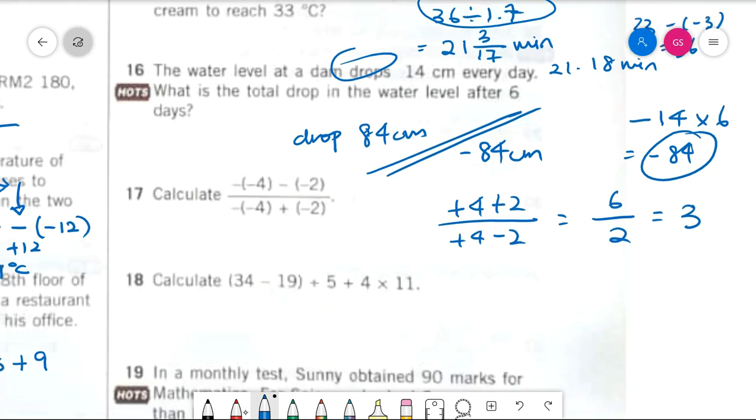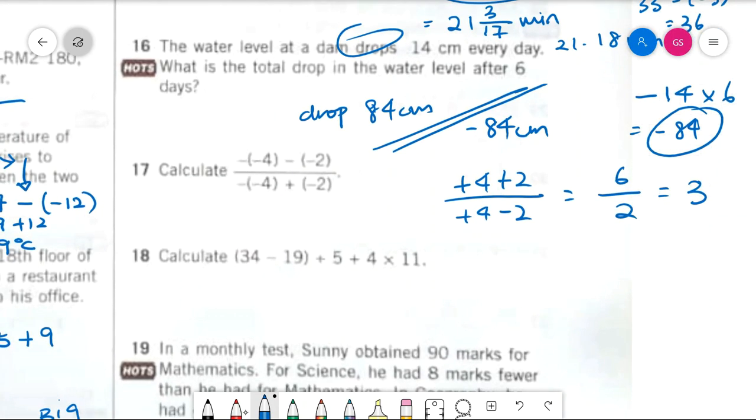Okay, calculate this. So let's see, I think this is plus, this is divide. Okay, I can see it's divide. So first things first, bracket first. Because BODMAS, the bracket is asking you to do bracket first. So 34 minus 19, you will get 15 here. Okay, so ideally now the equation you can write like this, 15 divided by 5, plus 4 times 11.